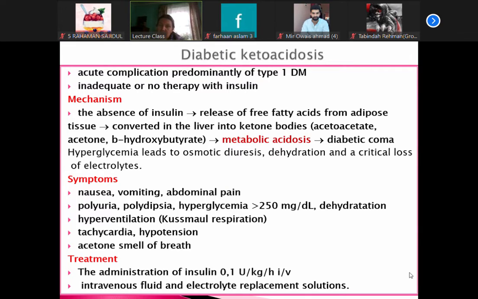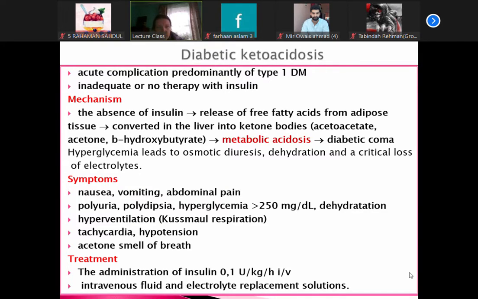Plus to this, people with ketoacidosis, if they don't have enough insulin, have severe hyperglycemia. Glucose level increases, look, to more than 250 mg per deciliter. Imagine how much diuresis there is. Sometimes it is 10, 12 liters daily. It provokes severe dehydration and critical losses of electrolytes.